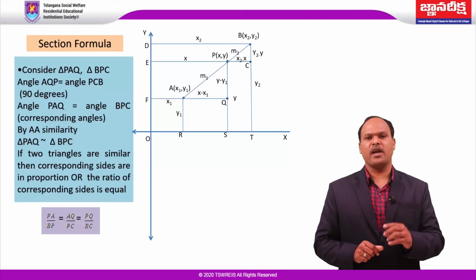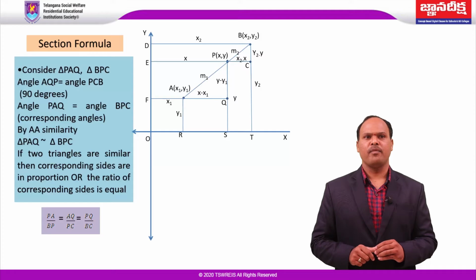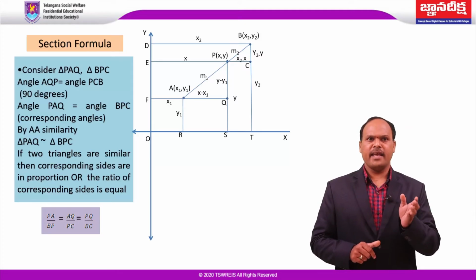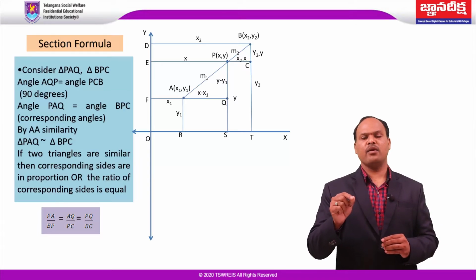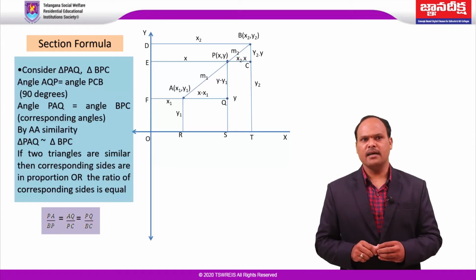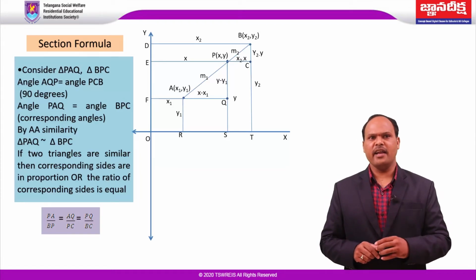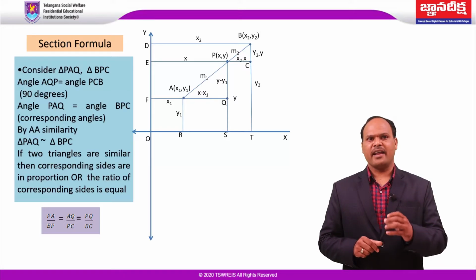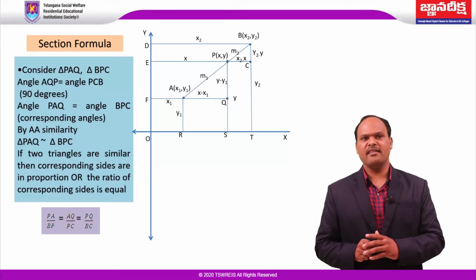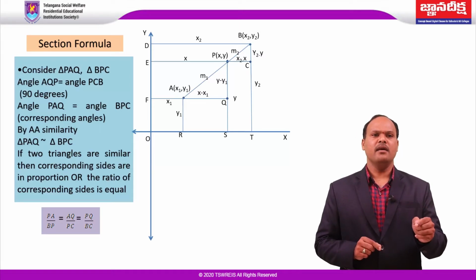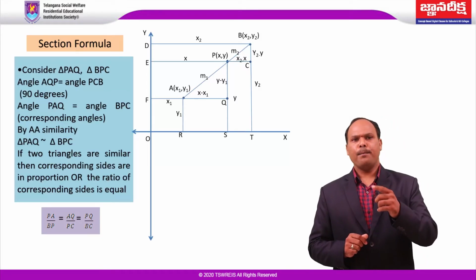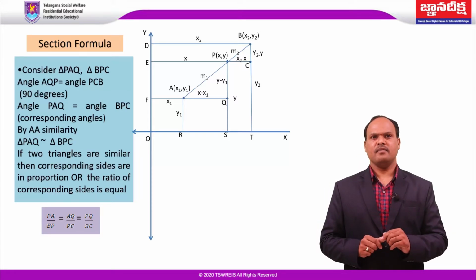So in these two triangles, we got two angles are equal. By AA similarity, we have similarity of triangles. By AA similarity, triangle PAQ is similar to triangle BPC. If two triangles are similar, then corresponding sides are in proportion, or the ratio of corresponding sides is equal. What are the corresponding sides in both the triangles? PA by BP is equal to AQ by PC is equal to PQ by BC.